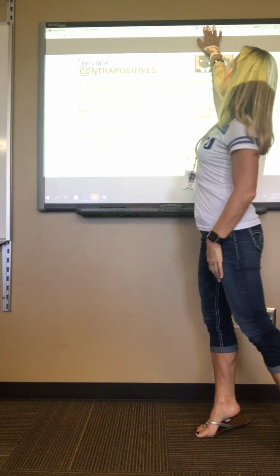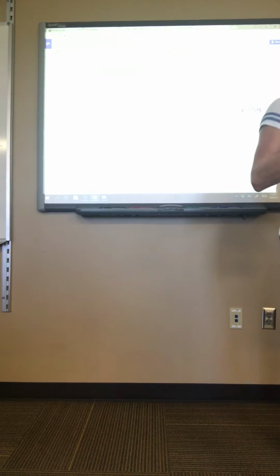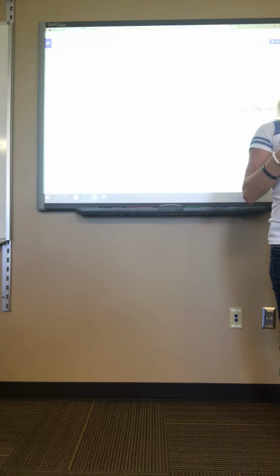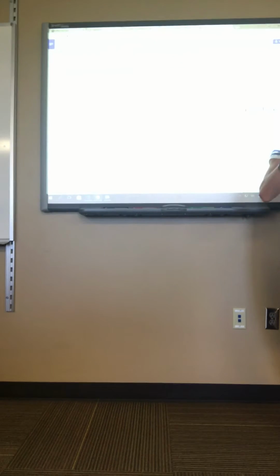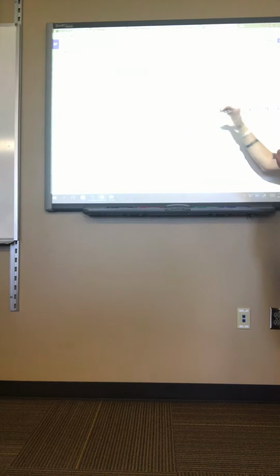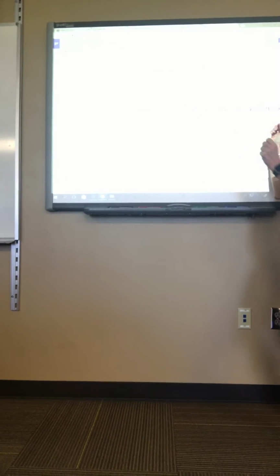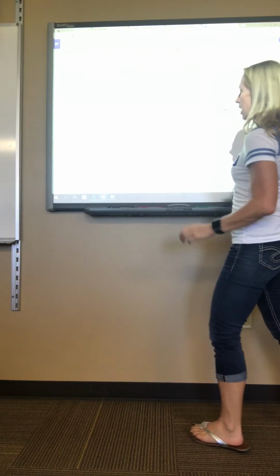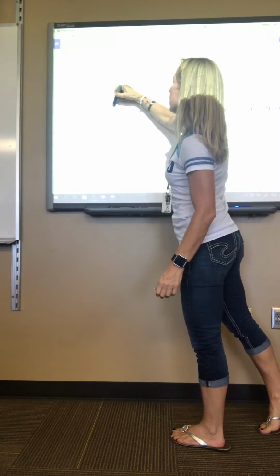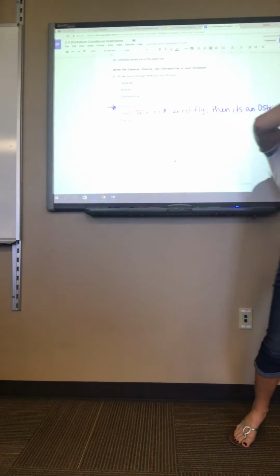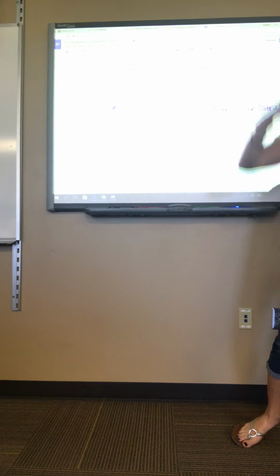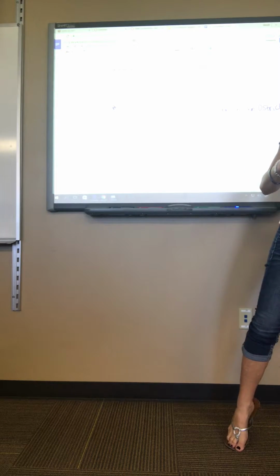Okay, let's go back to our bird, number 12. Okay, converse was just the flip. If a bird cannot fly, then it's an ostrich. Inverse takes the original statement, not the converse, the original statement, and we add the nots in there.